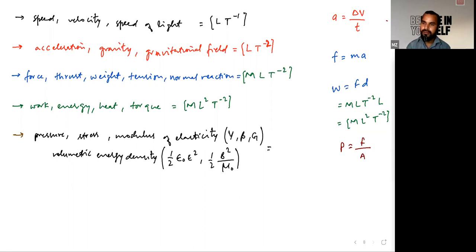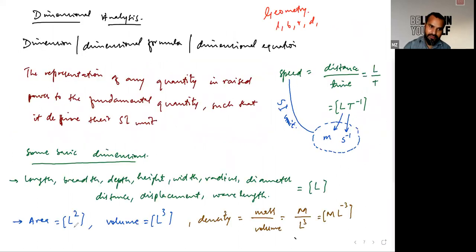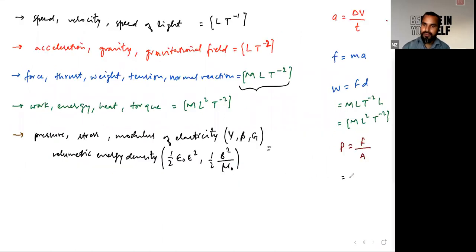Have you solved? Just see here, F is force. We have the dimension formula for force as this. And on the last page, I defined the dimension formula for area as L squared. So just put them here. So it will be MLT to the power -2 divided by L squared.